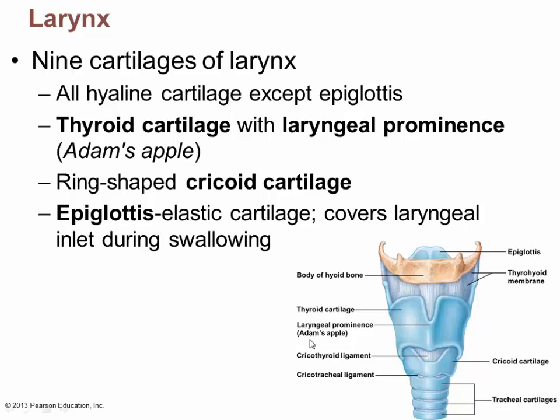Below that are ring-shaped cartilages called cricoid cartilage. And then the other cartilage I have to know is just that elastic cartilage, the epiglottis. It covers the laryngeal inlet during swallowing, so food doesn't get past that epiglottis.